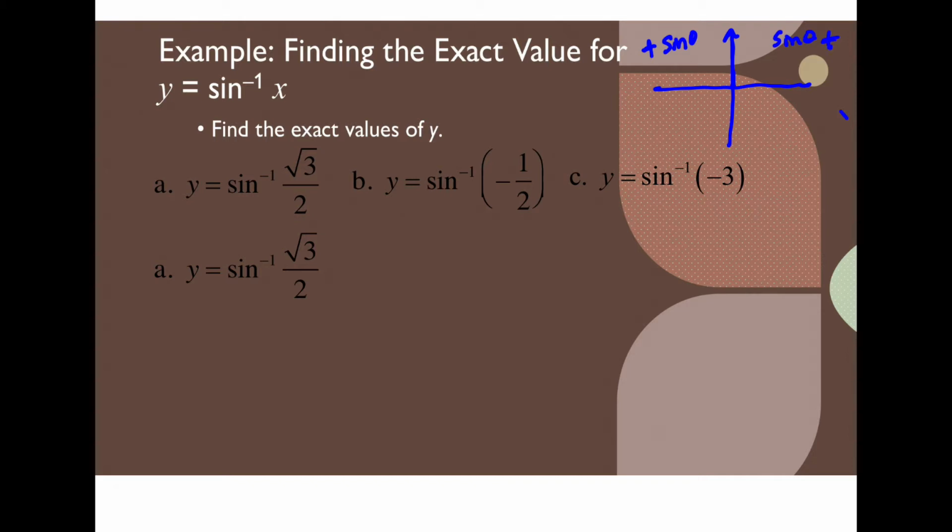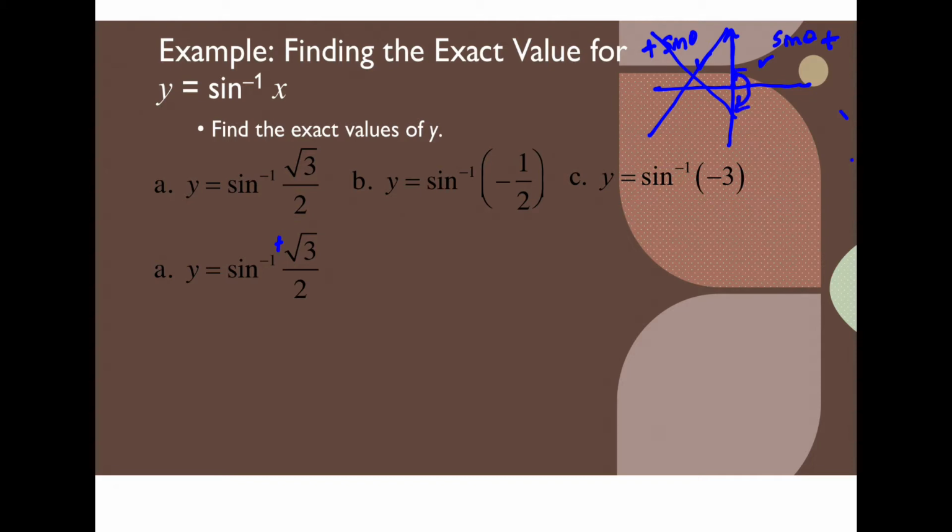So looking at this sine of root 3 over 2, we know that's one of the results of taking the sine of a couple of angles. Because it's positive, we know there would be a sine that would result in root 3 over 2 here and here. But this is where we have only limited our domain to these two quadrants here and here.